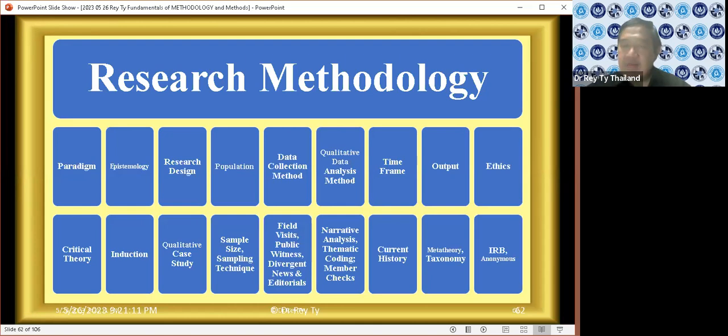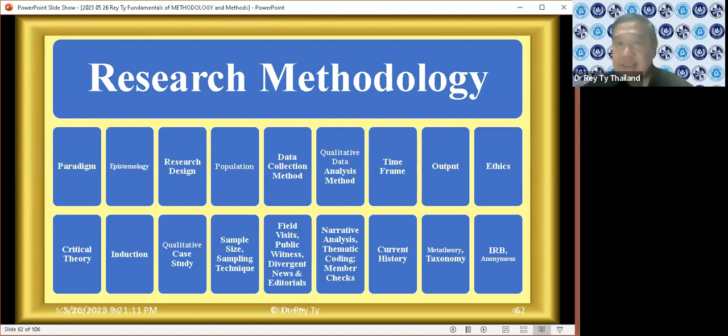In quantitative, it's oftentimes randomized and it's generalizable, and it has external validity. And you have to say that. And the bigger the sample size, the bigger the population, the more representative your findings would be. A data collection method. This one is a qualitative paper. Field visits, public witness, different news and editorials, different points of views.